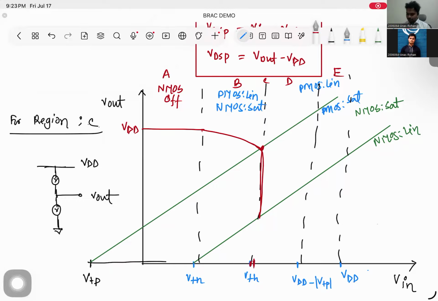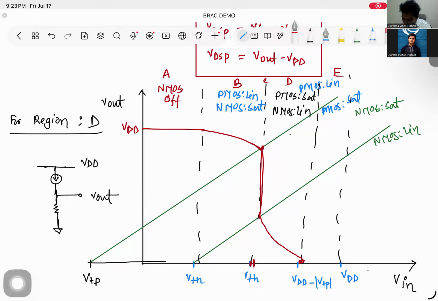Okay. Now we have moved on to our region D. In region D, the PMOS is in saturation and our NMOS is in linear. As the NMOS is in the linear region and the PMOS is in saturation, we can model the PMOS as a current source and the NMOS as a resistor. So further our voltage will decrease like this.